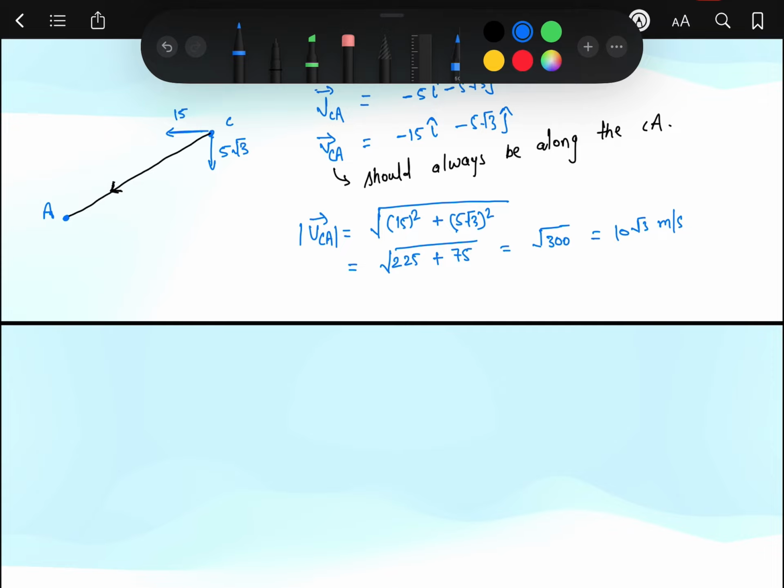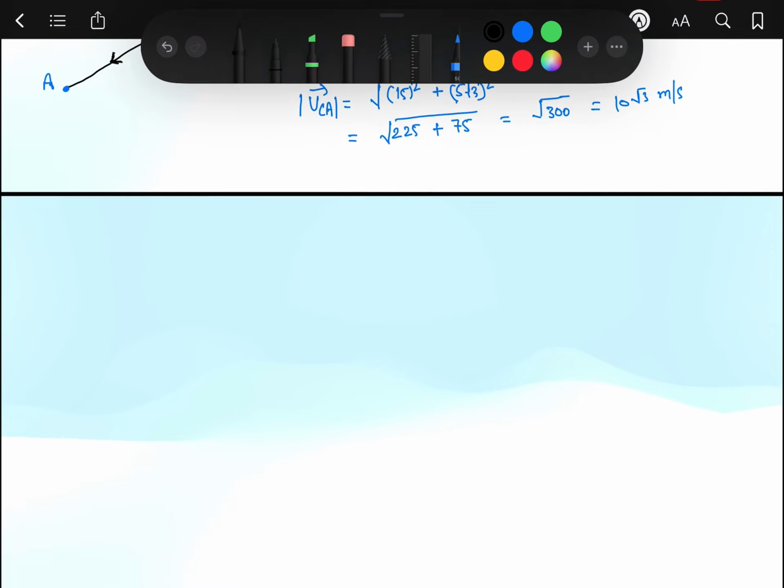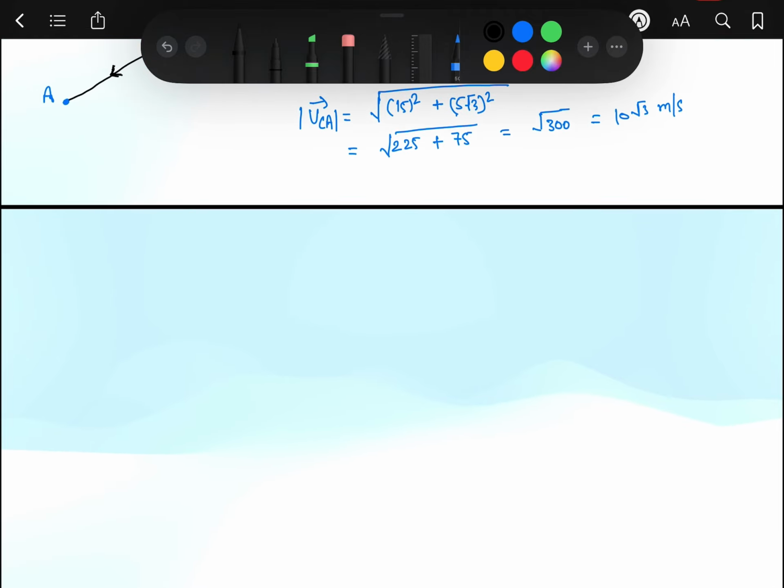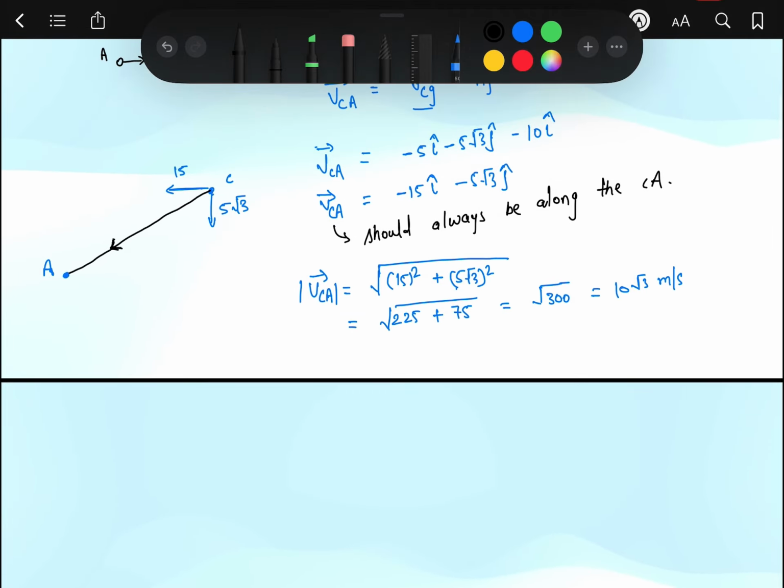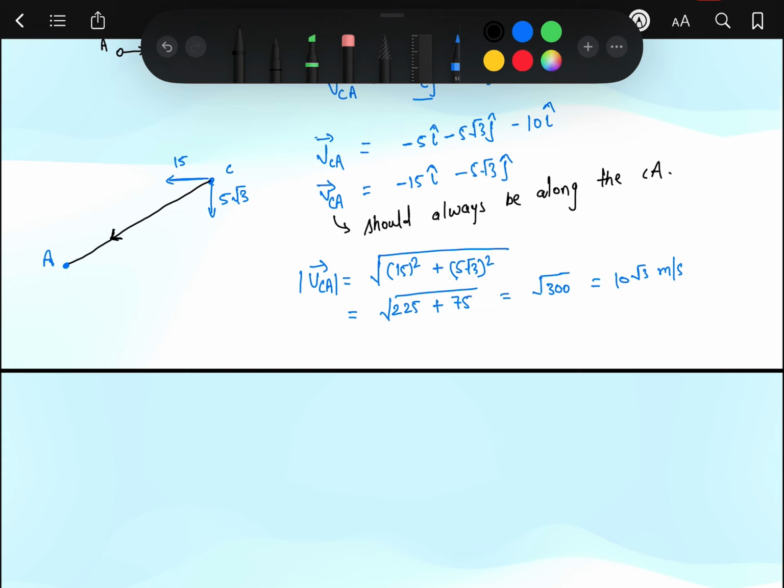Now we can easily relate these two things: the velocity of this particle along this line is 10 root 3 meter per second. That means when we are observing C from A, C is approaching towards A with a speed of 10 root 3 meter per second.